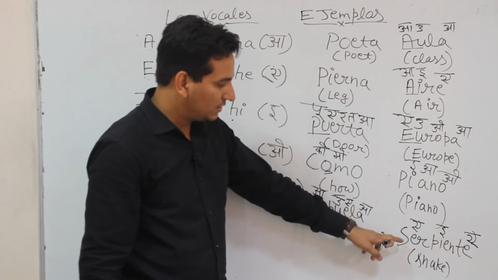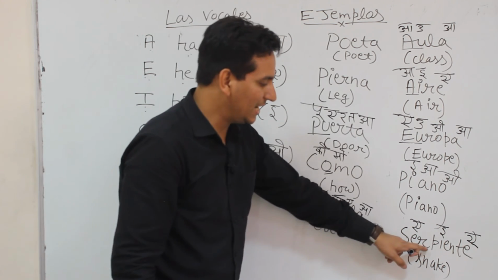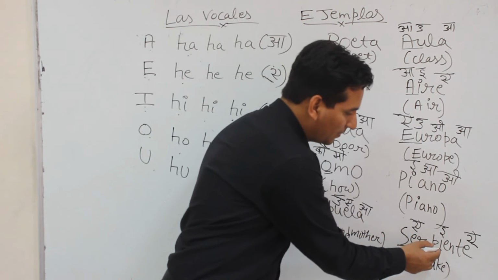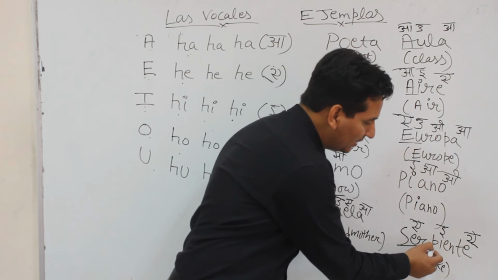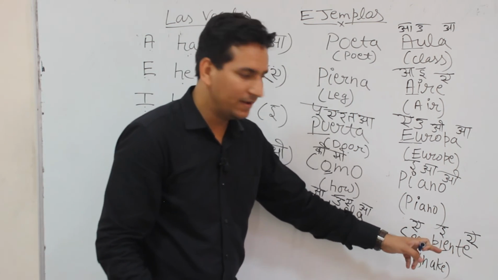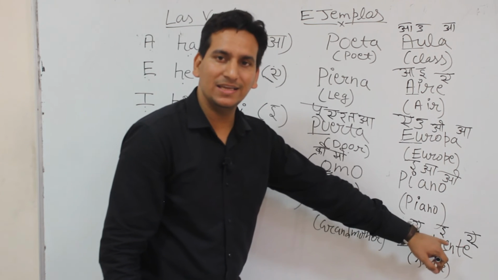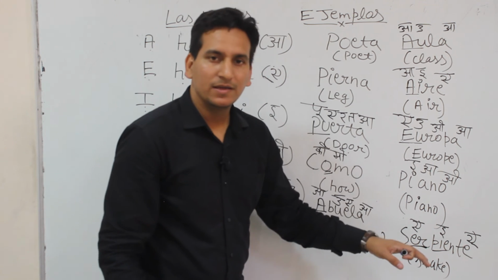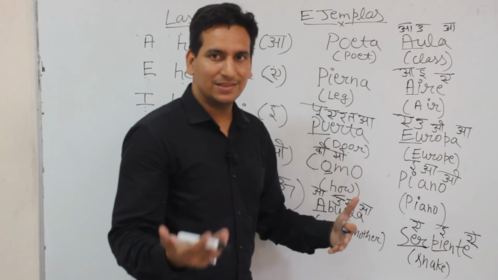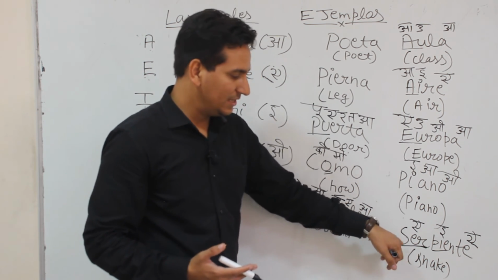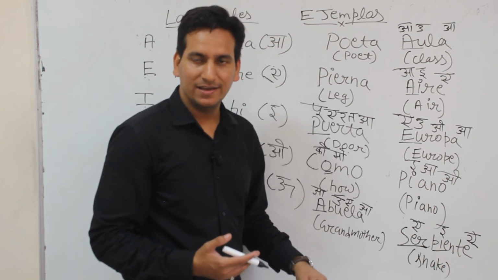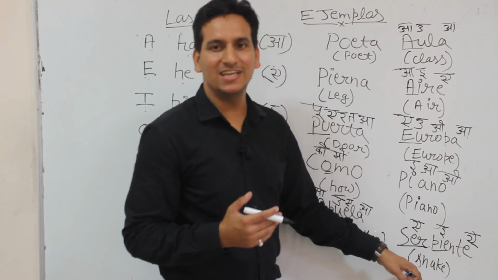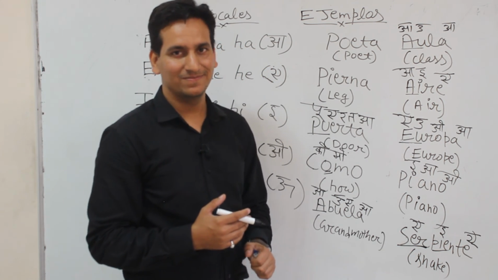So this becomes SER, ser. PIE becomes PA, NTE is ente. So together it is serpiente, and serpiente means snake in Spanish.